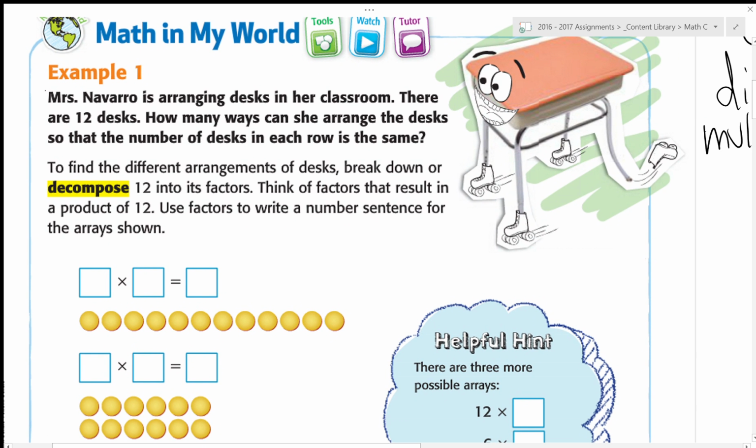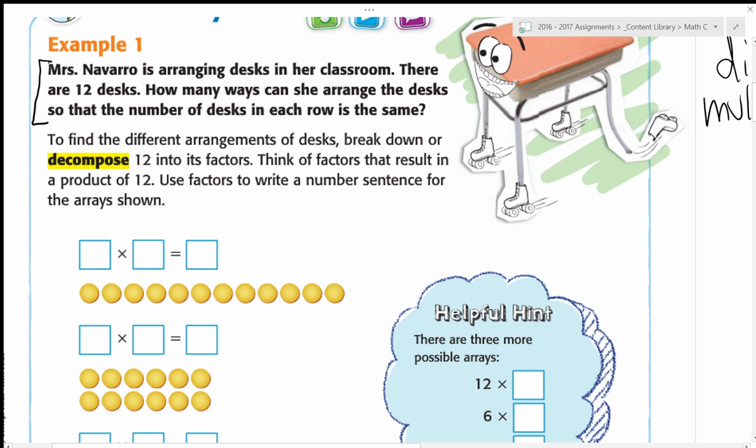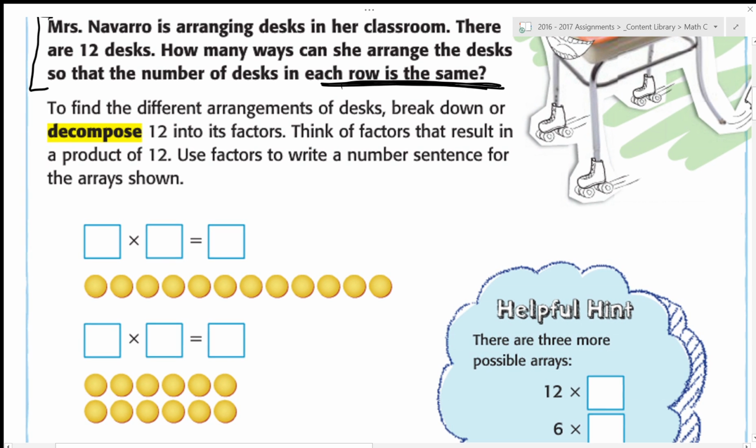So let's start with this example here. Mrs. Navarro is arranging the desks in her classroom. There's 12 desks, and we're looking for how many different ways she can arrange the desks so that the number of desks in each row is the same. Now this is the key right here. The number of desks in each row is the same. The only way we can do that is by using different factors of the number 12. And that's how the rows are going to have the same number of desks each time. So what we're going to do is break down the number 12 into factors.